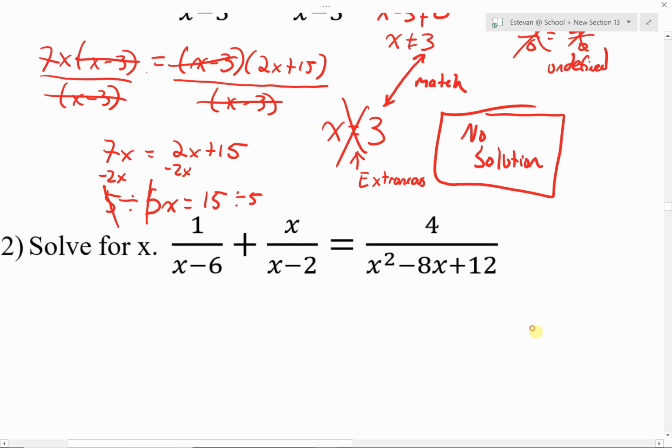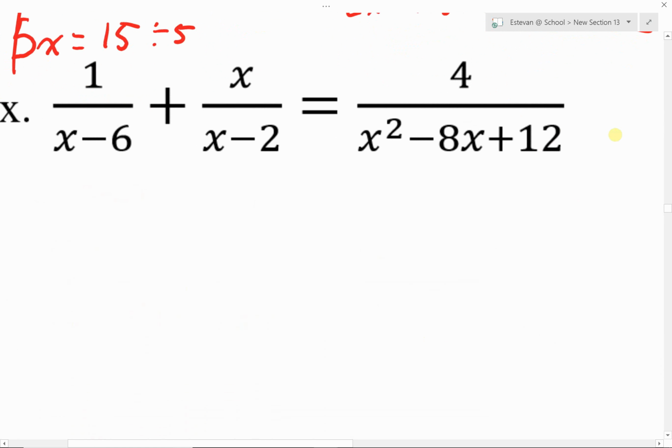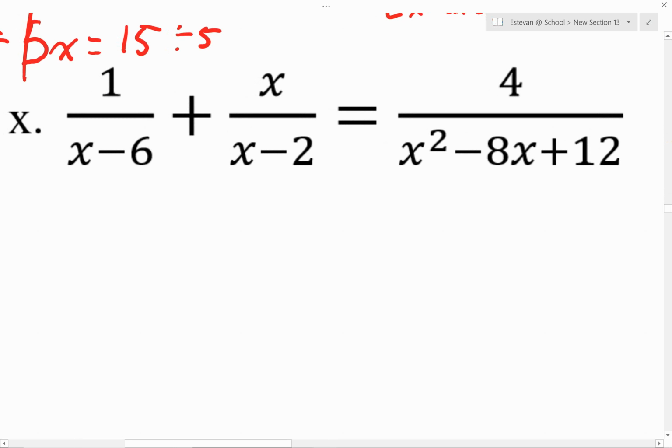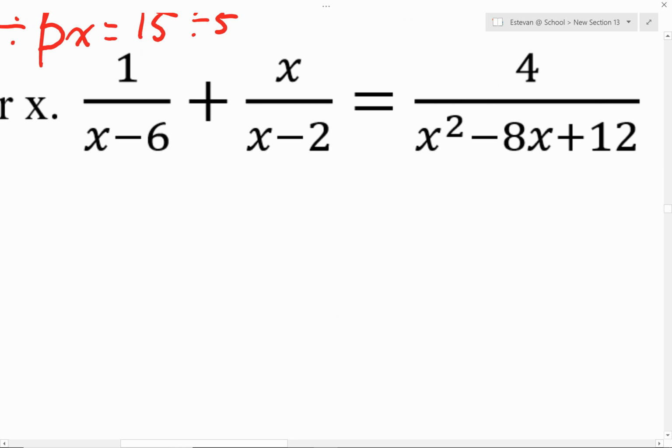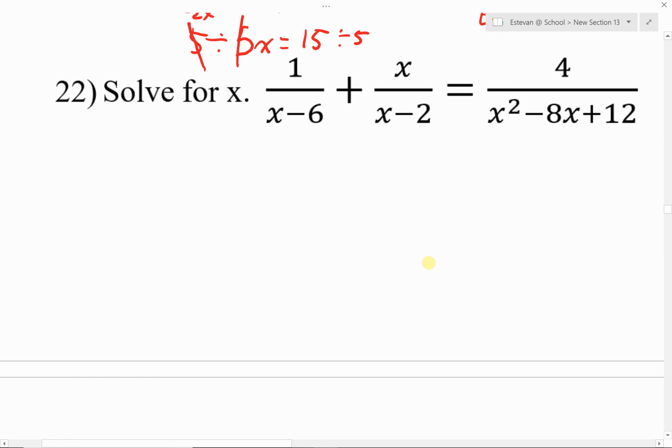Alright, number 2. Oh, that was a little bit too much of a skip. Alright, first I'm gonna factor this one right here. And I guess this one I'm going to be doing multiple things at the same time.